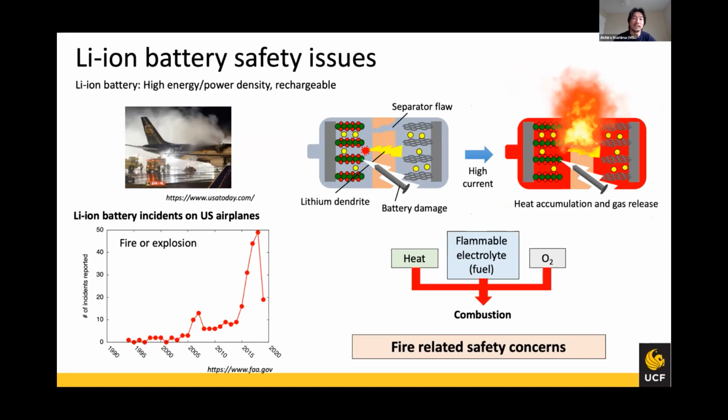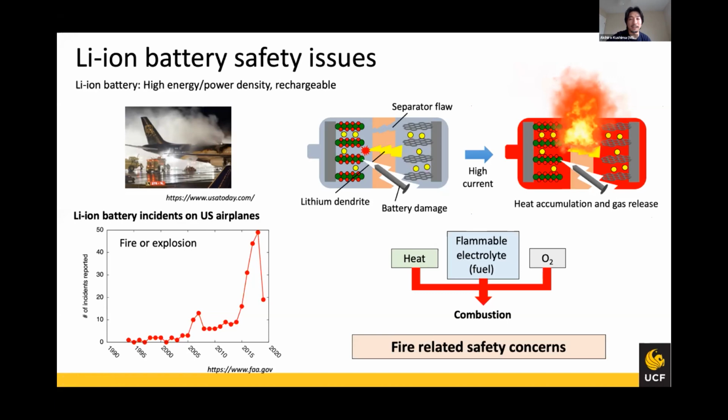But as the battery contains more and more energy, there is a high risk of explosion or fire when they are not properly operated, or when the cells get damaged. There are lots of fire or explosion issues reported from U.S. airlines, and you can see there's a rapid increase after 2000. Around 2000, now you have over 50 incidents per year for these fire-related accidents.